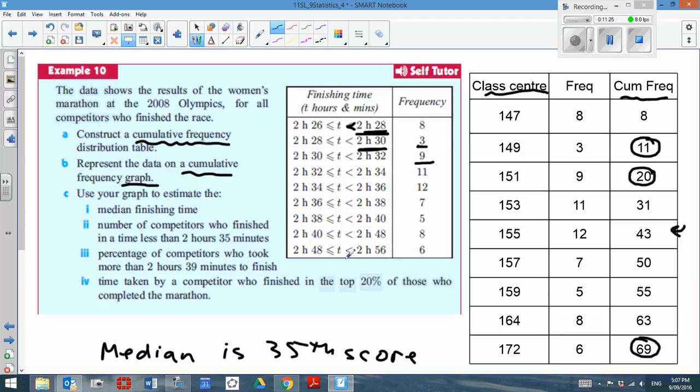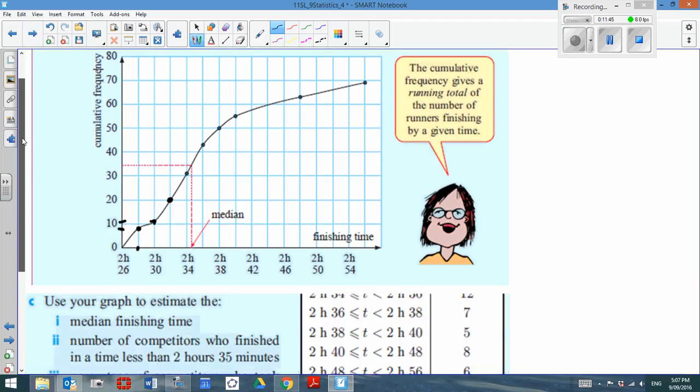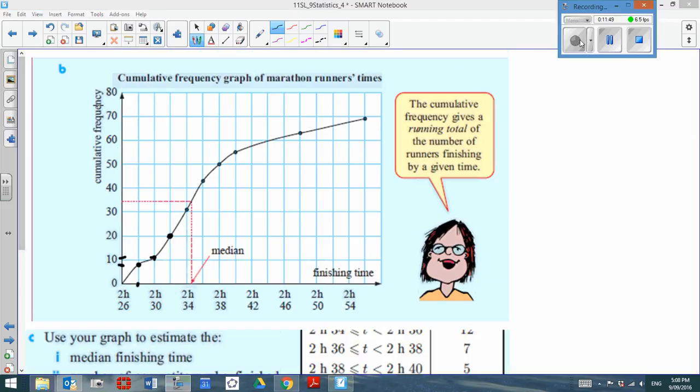strictly below on this one, 2 hours and 56 minutes. So again, just look at how the intervals are set up. This one says that the max end is strictly below, so that my total runners is actually below the top end. All right, and that's how that would wind up. So now using this graph, see if you can answer these questions for part C. And we'll go through these next class.